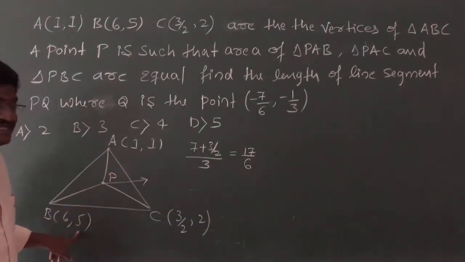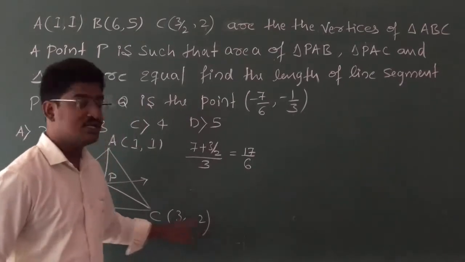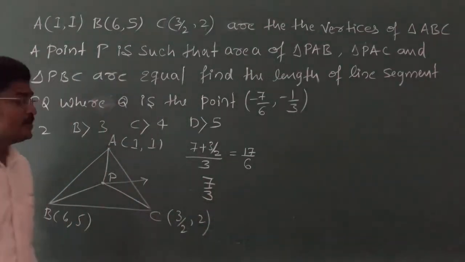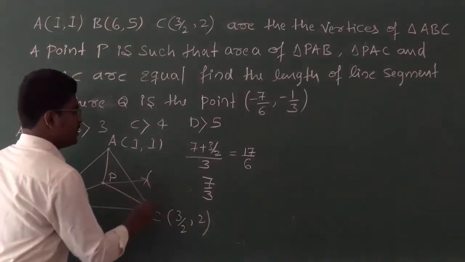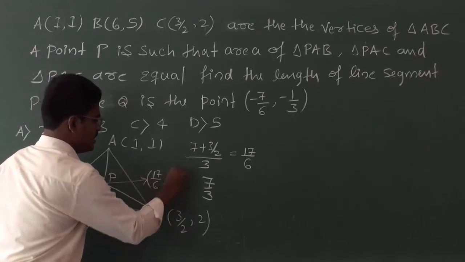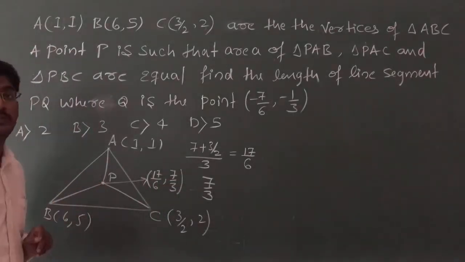1 plus 5 is 6, 6 plus 2 is what? 7. So that is 7 by 3. Clear? So the centroid will be 17 by 6 comma 7 by 3. So that is the point P.